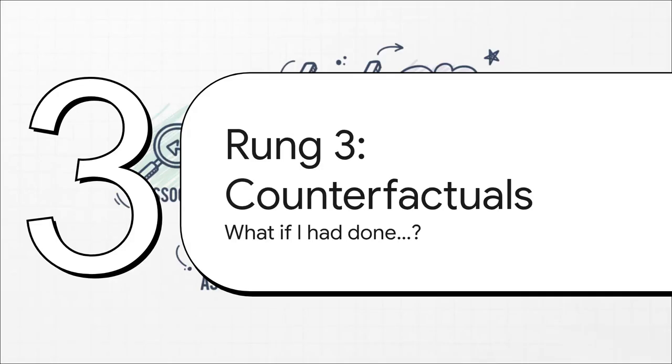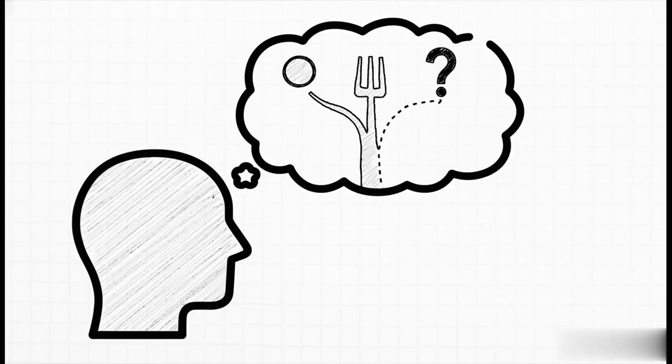And finally, we make it to the very top of the ladder, rung 3, counterfactuals. And the question here is maybe the most human question of all. What if I had done things differently? This goes beyond just doing experiments. This is the realm of imagination, of retrospection. It's about comparing the world as it actually is to a world that might have been, but wasn't. It requires us to spin up an alternate reality in our minds and reason about it.